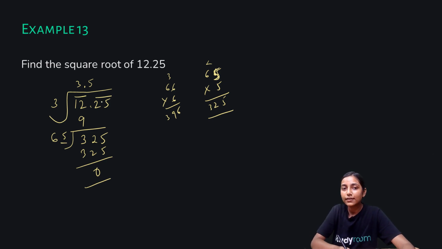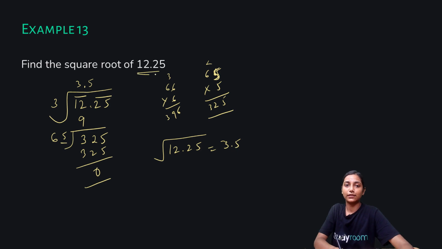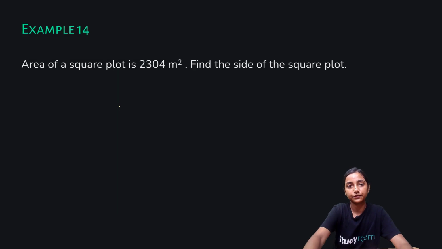So what is my answer? My quotient is actually 3.5, and this quotient is the square root of the given number. So I can write that the square root of 12.25 is 3.5. This is what I found using the long division method for decimals as well. Even if we have decimals and need to find square roots, you can use the long division method. Just remember to put a decimal in the quotient when you're bringing down the numbers after the decimal.